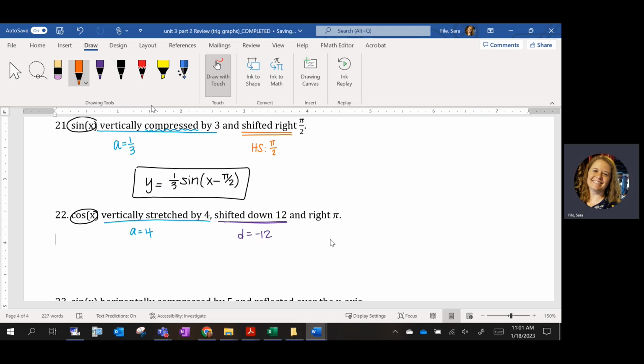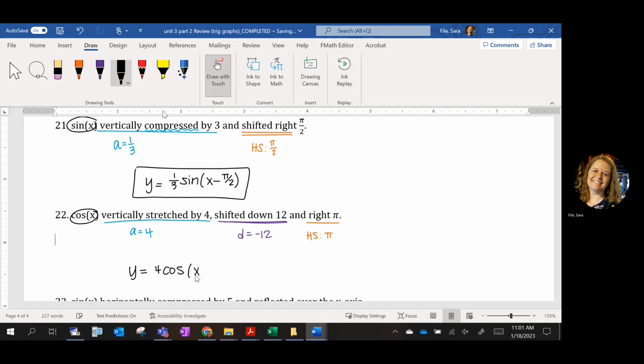Okay, and then it's shifted right, pi. We said shifting left or right is your horizontal shift. So to the right is positive. So the horizontal shift is pi, but when that gets plugged into the equation, it's written as the opposite. So it'll be minus pi. So your A is 4. We're writing this as cosine. Nothing about a horizontal stretch or compression. So again, B is an understood 1. Horizontal shift, we're going to write minus pi. And then vertical shift down 12. So minus 12 is outside the parentheses.